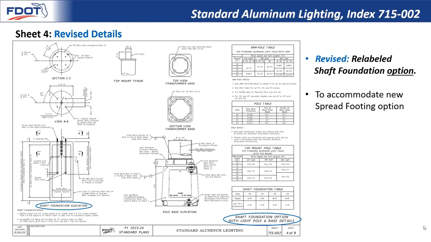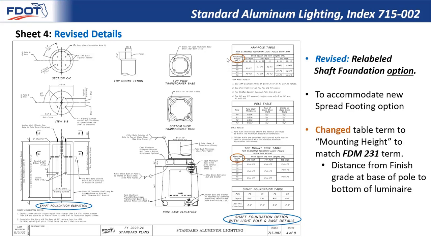And now looking at sheet 4, just a little more housekeeping to accommodate that new spread footing option. We've changed some of these titles and headings so that it's known that the shaft foundation is an option. And rather than simply calling this a foundation, we now call it the shaft foundation. So again, just making it clear that it's one of two options.